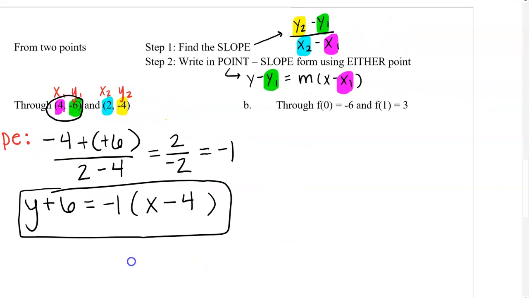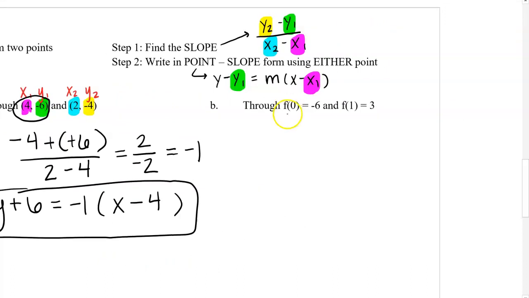Okay, I'm going to go to the next example. f of 0 equals -6 and f of 1 equals 3. These are just a more mathematically mature way to write your ordered pairs, 0, -6, and 1, 3.